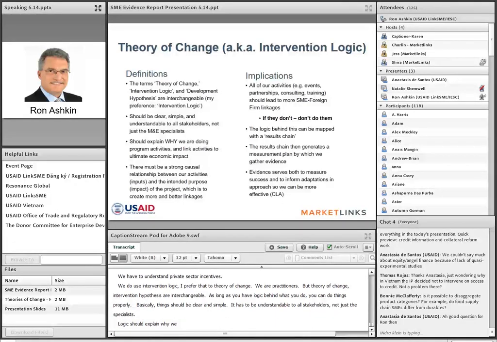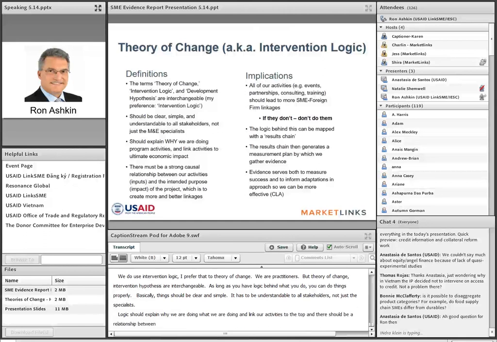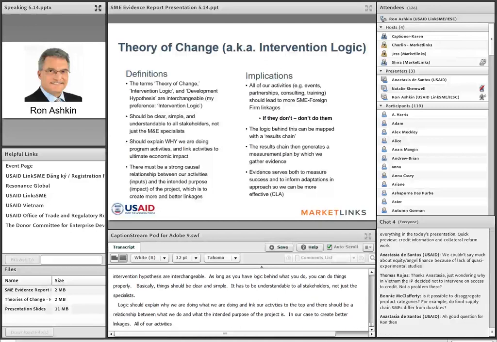Our logic should explain why we're doing what we're doing and link our activities down at the bottom to the impact at the top. And there should always be a strong causal relationship between what we do and what the intended purpose of the project is. And in our case, it's to create more and better linkages. So what that means is all of our activities, no matter what we do, should lead to more SME foreign firm linkages. And if they don't, we don't do them.